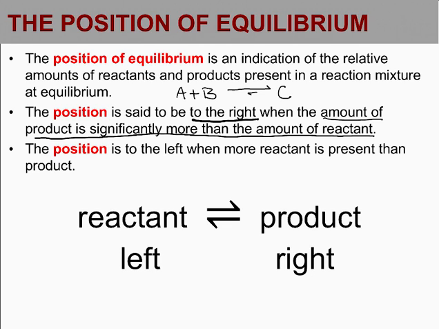Now, the position is to the left when more reactant is present than product. So maybe A and B don't like to react. We can draw a baby arrow going towards the product to say that reaction doesn't proceed to a significant extent. But we can draw a really long arrow to show that C loves to decompose into A and B. This also shows that the position of equilibrium is to the left, towards the reactants.